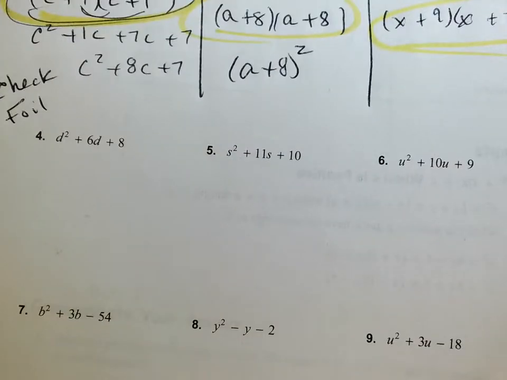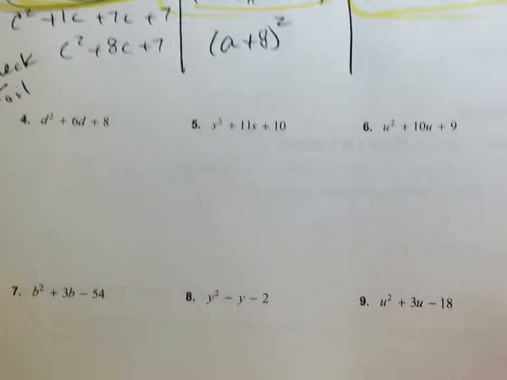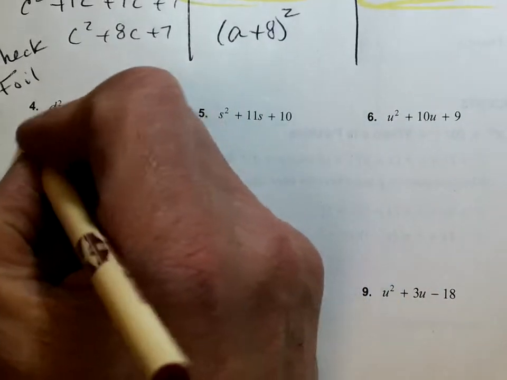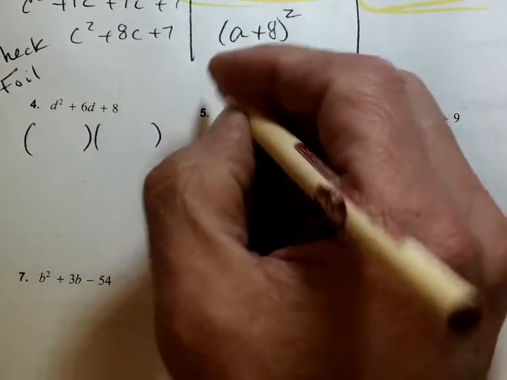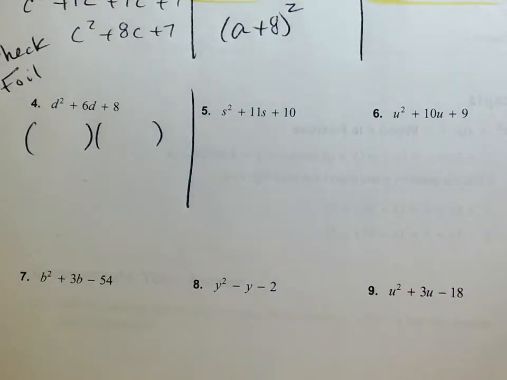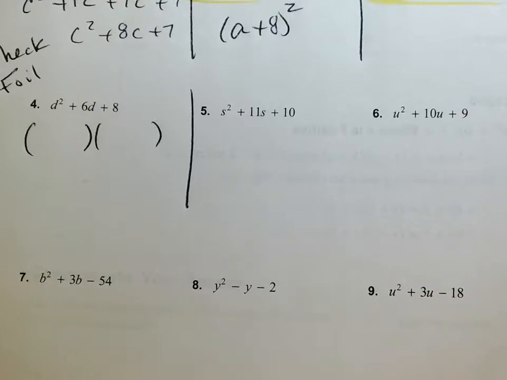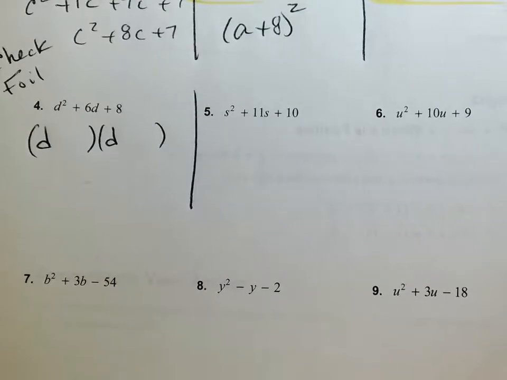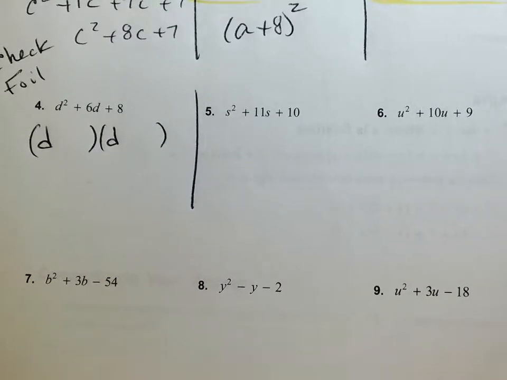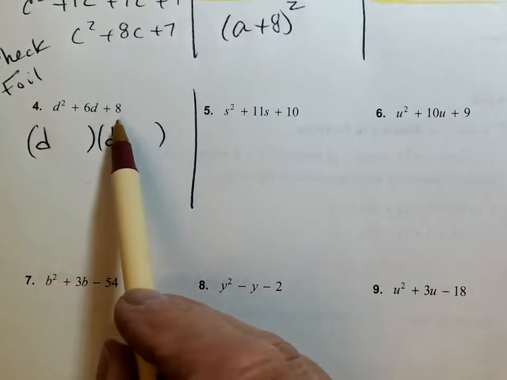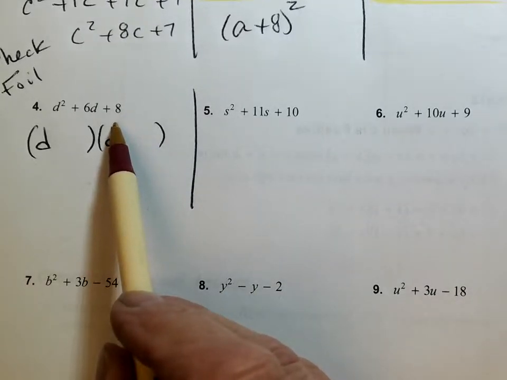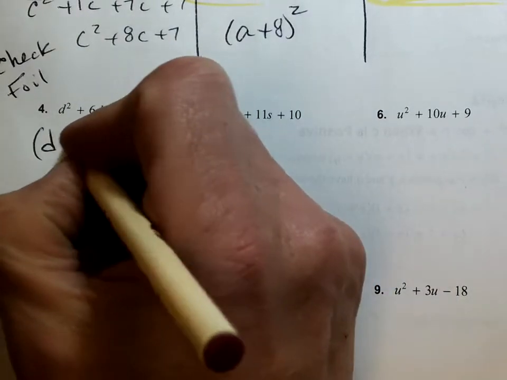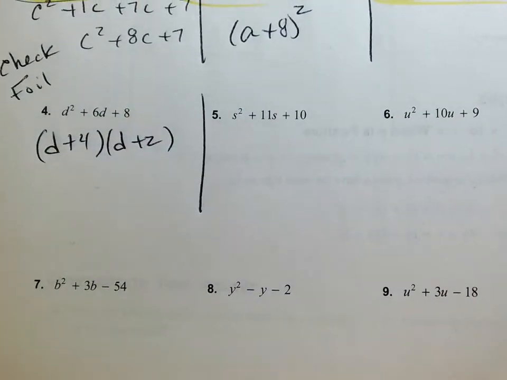Let's try number 4. I think we've done something like 4, but we just did it with X. Everybody try 4 on their own. Okay, we know for sure we've got to go a D and a D. That's the only way we're going to get a D squared, right? D and D makes D squared. What times what makes 8? Oscar, what times what makes 8? You're awesome. What's 4 plus 2? We nailed it, right? So how about d plus 4, d plus 2? Good job, Oscar. Everybody agree with that?